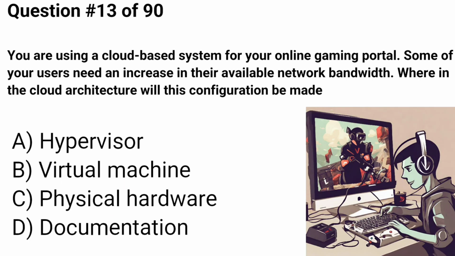Question 13 of 90. You are using a cloud-based system for your online gaming portal. Some of your users need an increase in their available network bandwidth. Where in the cloud architecture will this configuration be made? Is the answer A, hypervisor, B, virtual machine, C, physical hardware, or D, documentation? The answer is A, hypervisor.